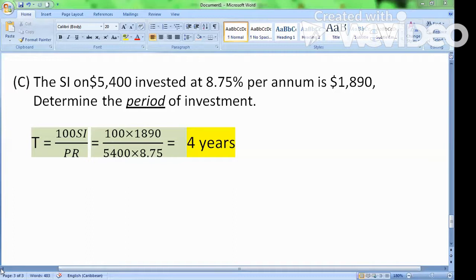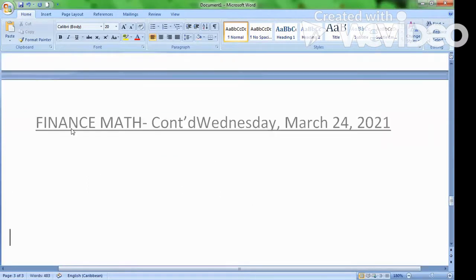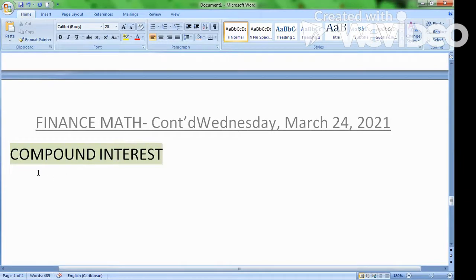All right, we're going to look at what we call compound interest. So hold up for me. Let's see if I can enter a new page. Compound interest. All right, now compound interest.